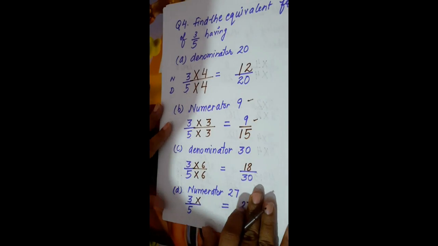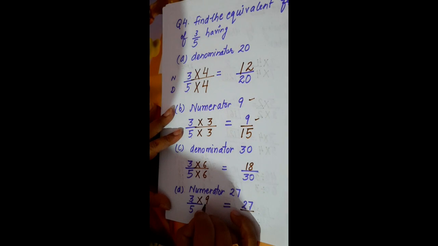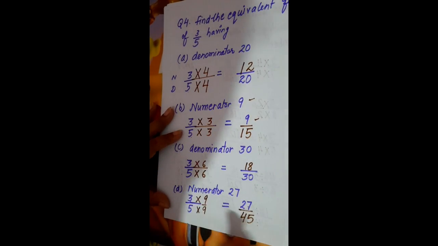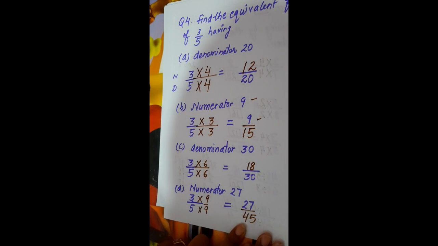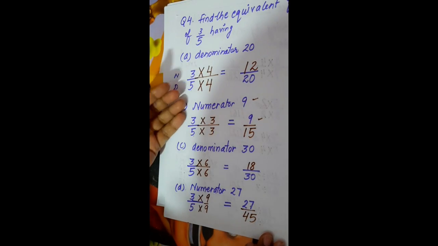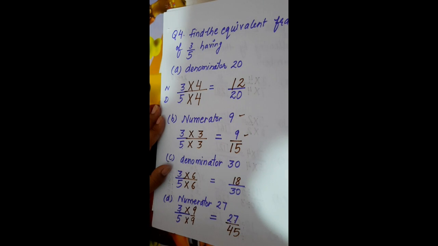So I know that 3 9s are 27. If I multiply 9 in the numerator, I have to multiply 9 in the denominator also. 3 9s are 27. 5 9s are 45. So this is my equivalent fraction. I just found the equivalent fraction of this fraction as according to the question. So this is your question number 4.